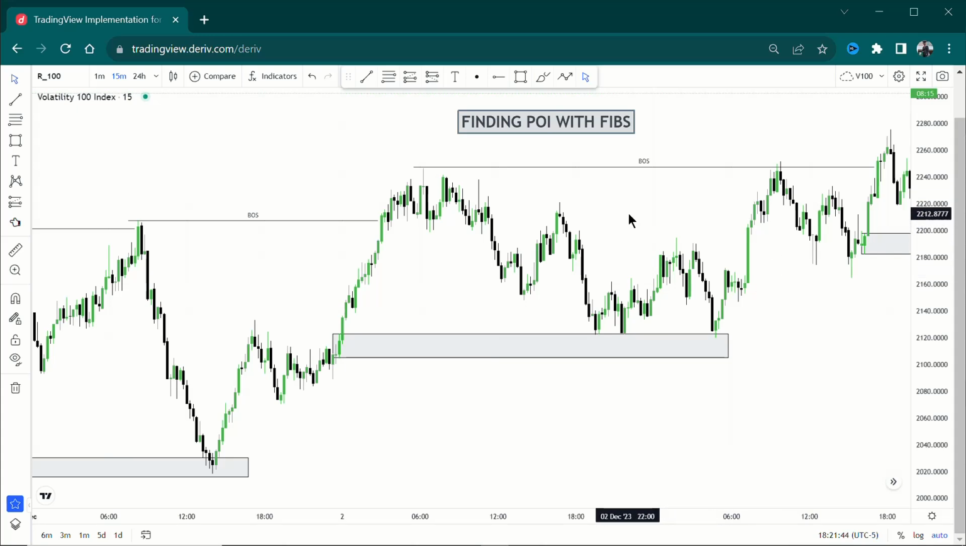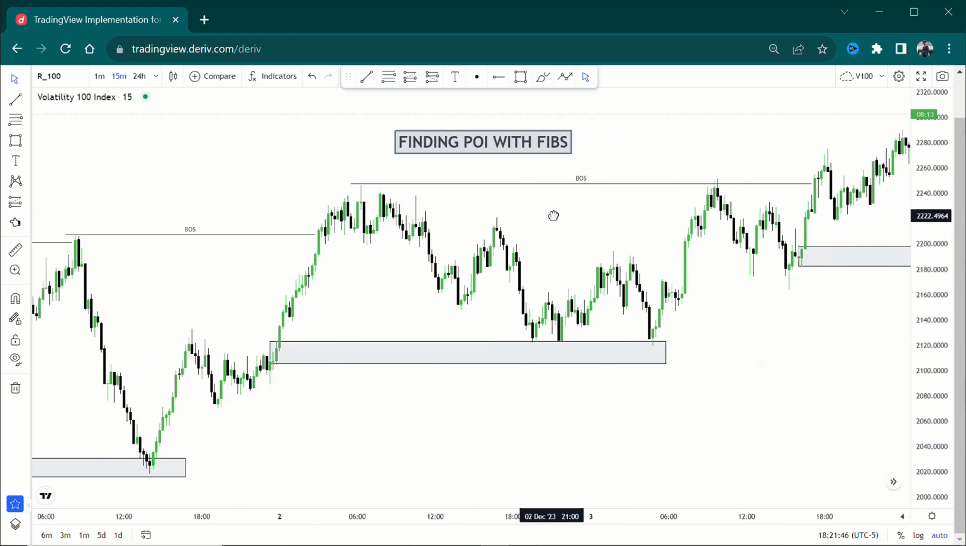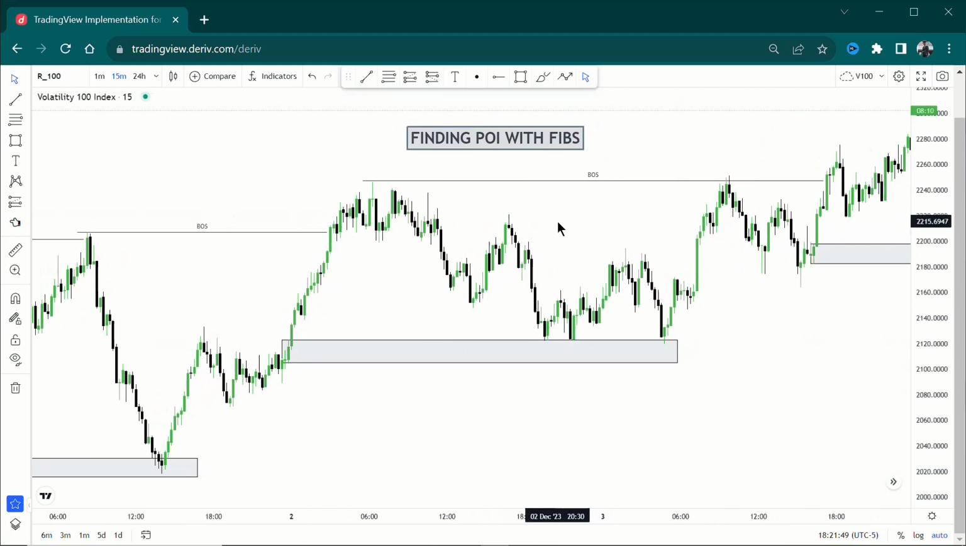Today I wanted to make this short video on Fibonacci retracement. This is a very useful tool. Fibonacci retracement is not an indicator; it's just a tool for you to find your discount and your premiums. It helps you find correct POIs, the POIs that you're supposed to be looking at, not unnecessary POIs. So it's just about finding your premium and your discount.